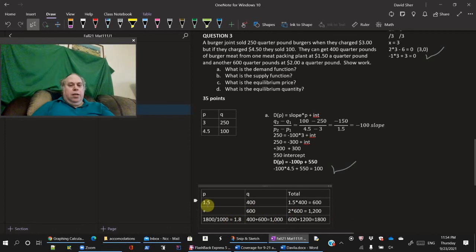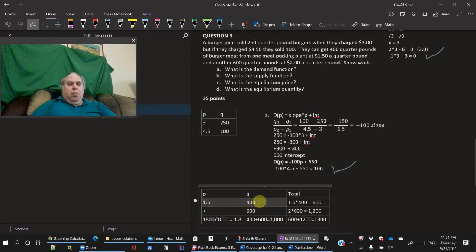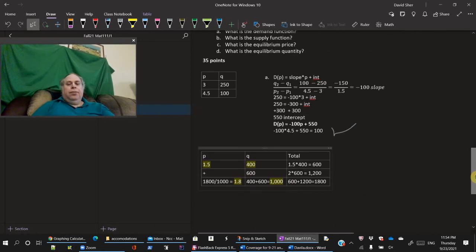So I'm going to use this price and quantity, 1.5 and 400, and I'm going to use 1.8 as my other price, and 1,000. And then I'm going to do very similar math to what I did before.